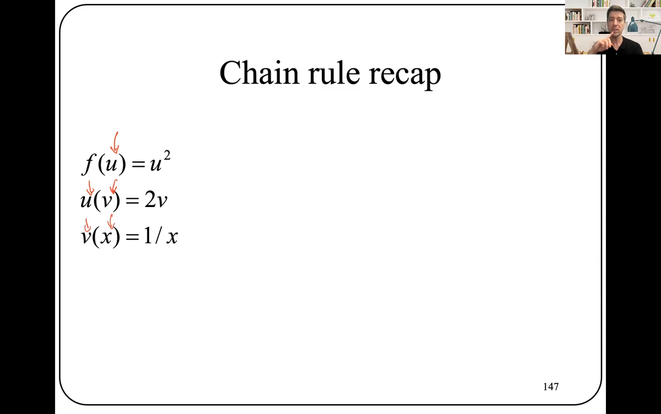So the question is, how do we compute the derivative, for example, of function f, with respect not only to u, but also to v and to x? Right? So for example, what is the derivative of f with respect to x? And notice here that this symbol refers to the partial derivative. So it means that if we have a function which depends on many different variables, the partial derivative is the derivative with respect to only one of these variables.